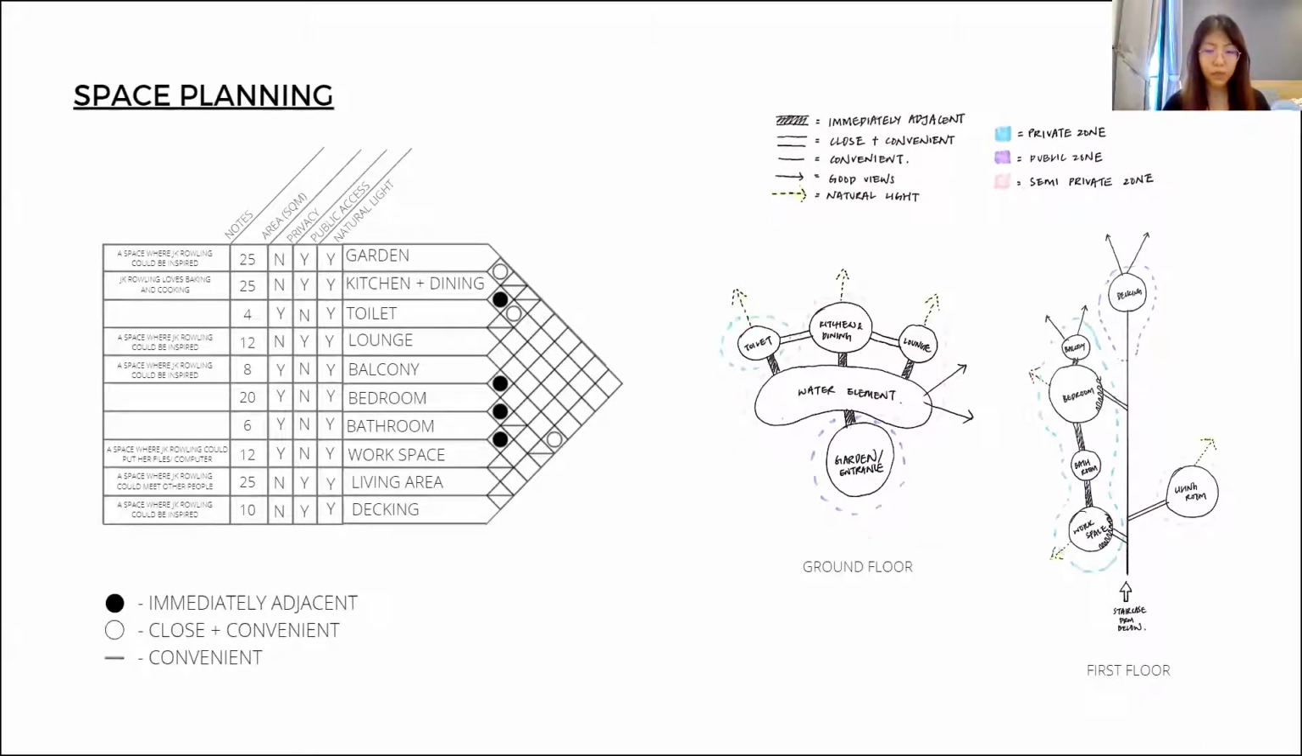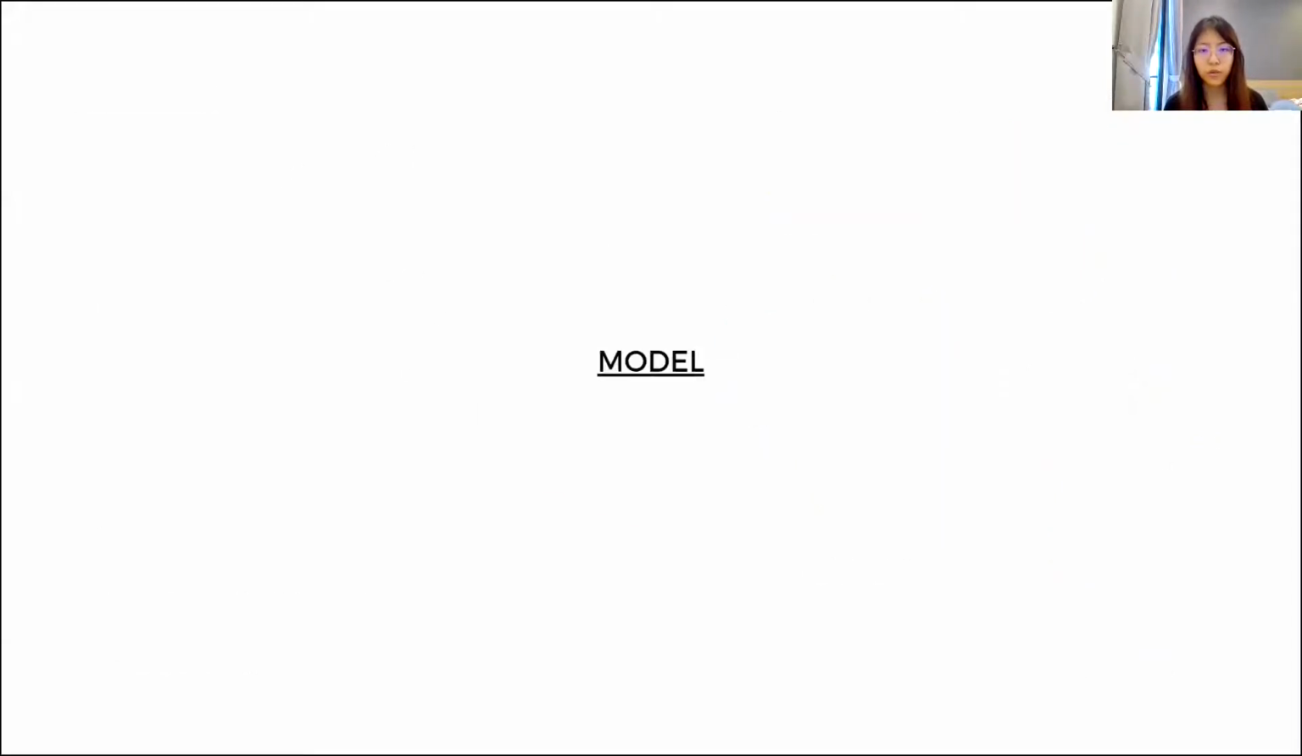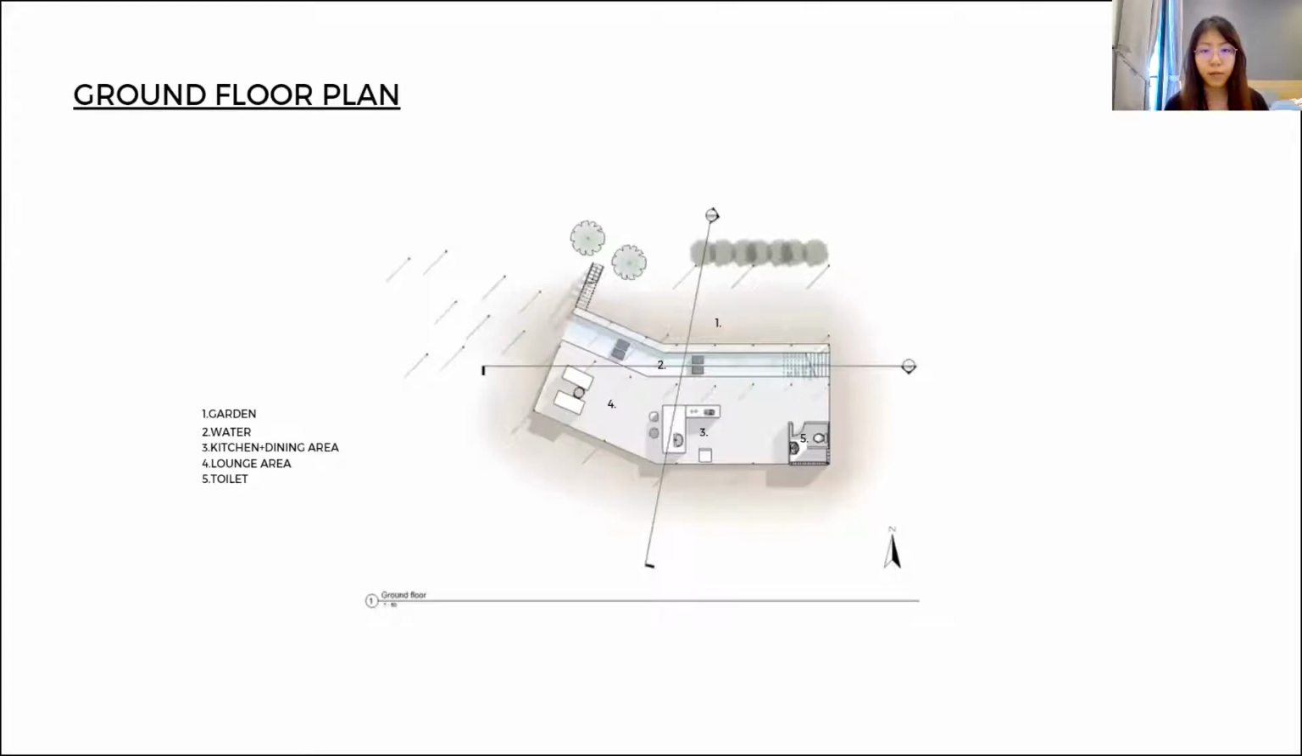So this house is mainly for J.K. Rowling alone. She can have a few activities in this home while having very inspiring spaces where she can feel the nature and relate to the nature. So this is my ground floor plan.